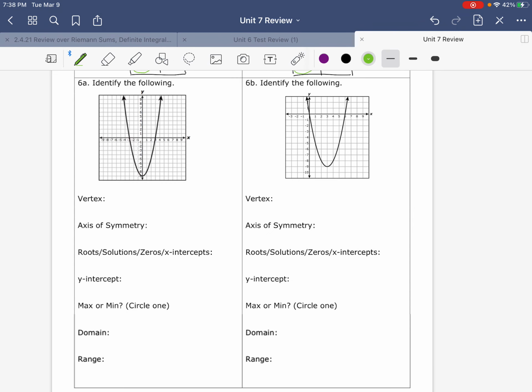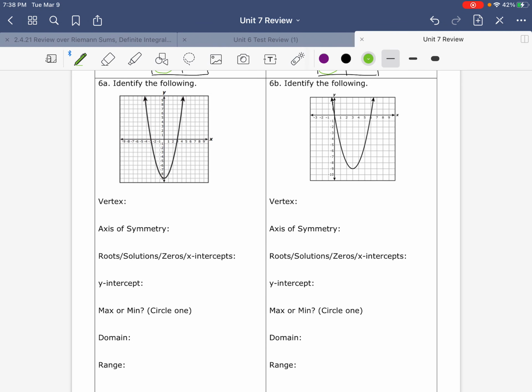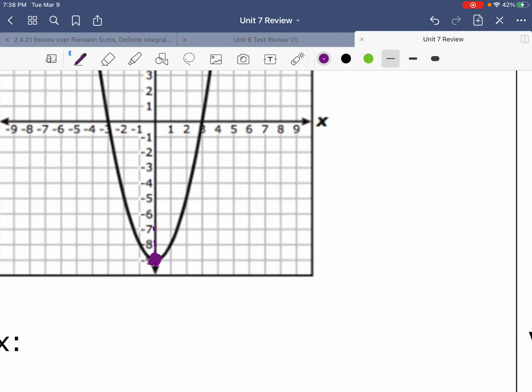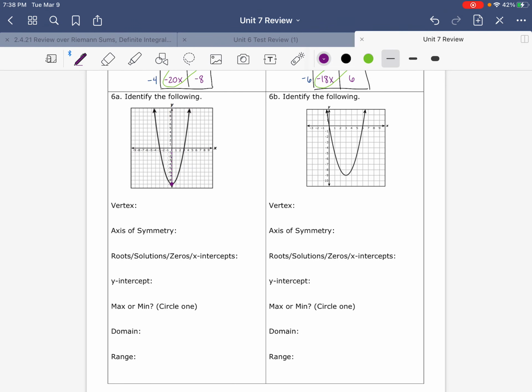Okay, for this last one, we're going to be using a graph, and we have to identify all of these things. So let's start with the vertex. That's going to be this very bottom point. So we need the coordinates of that very bottom point. And if we zoom in to look, the x value is right there at 0. So the x is going to be at 0, and then we can see that the y is at negative 9. So our vertex is going to be 0 for x, negative 9 for y.